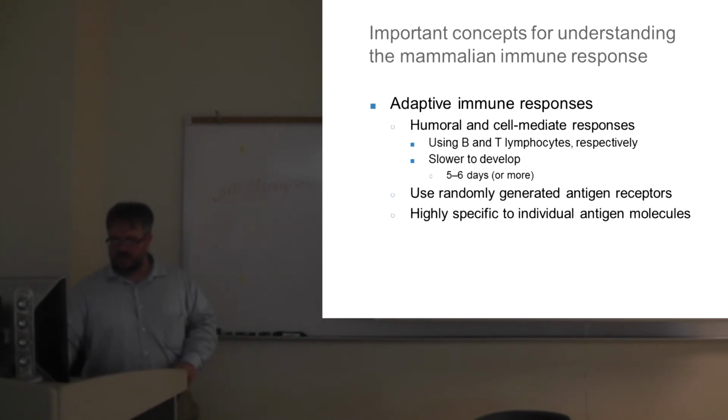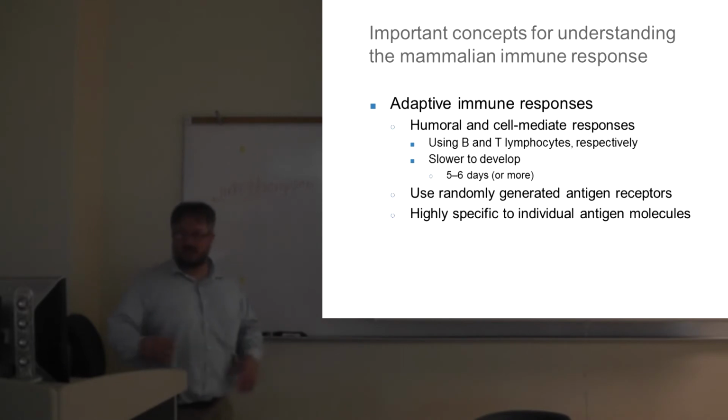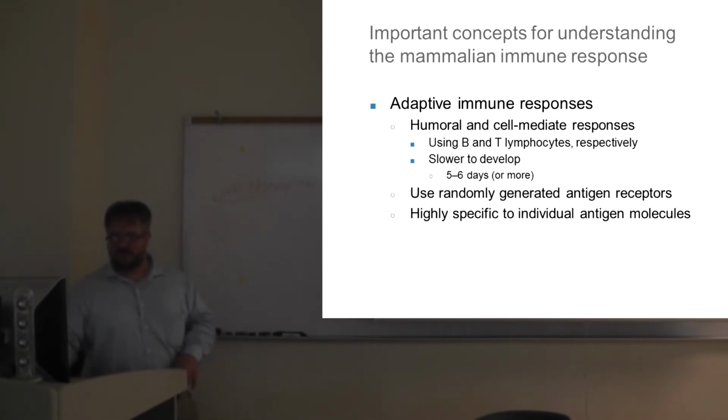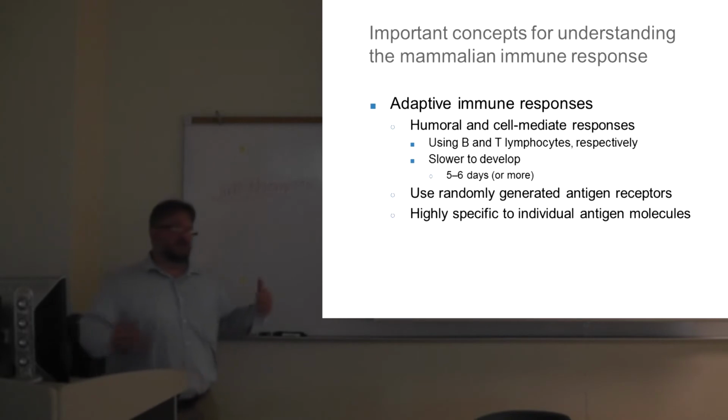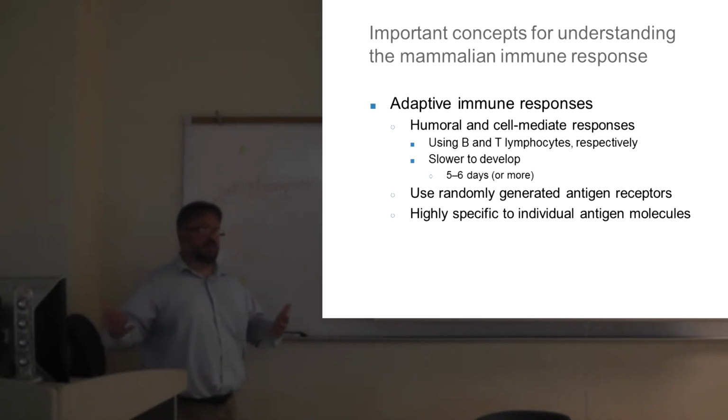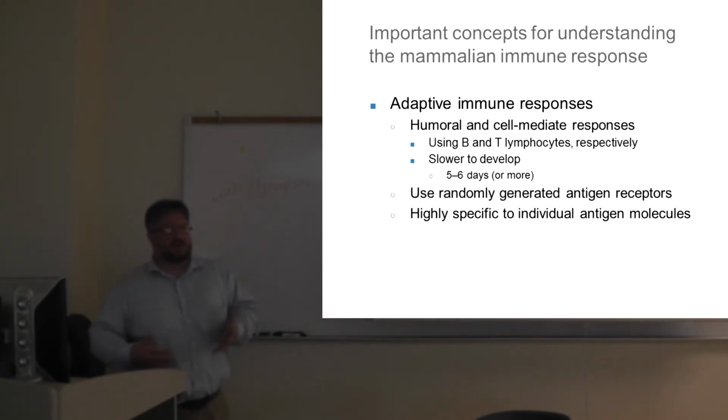The adaptive immune response is humoral B cells and cell-mediated T cells. It's a little slower, again 5 to 6 days or more, depending on what you're infected with and how robust your immune system is. These use randomly generated antigen receptors. We're going to talk about how this happens. But it's very specific to individual antigen molecules. So again, we need multiple vaccines, for example, because the measles vaccine isn't going to protect against polio. It's very specific.